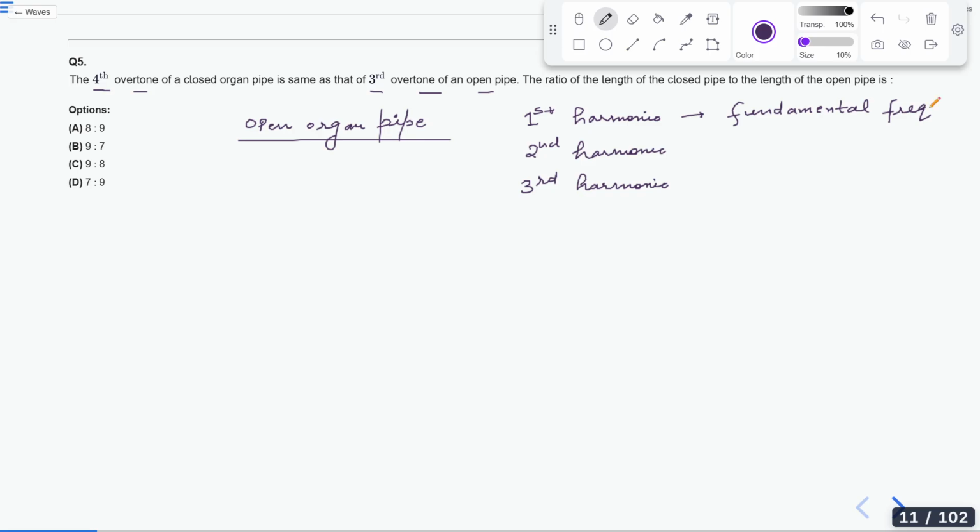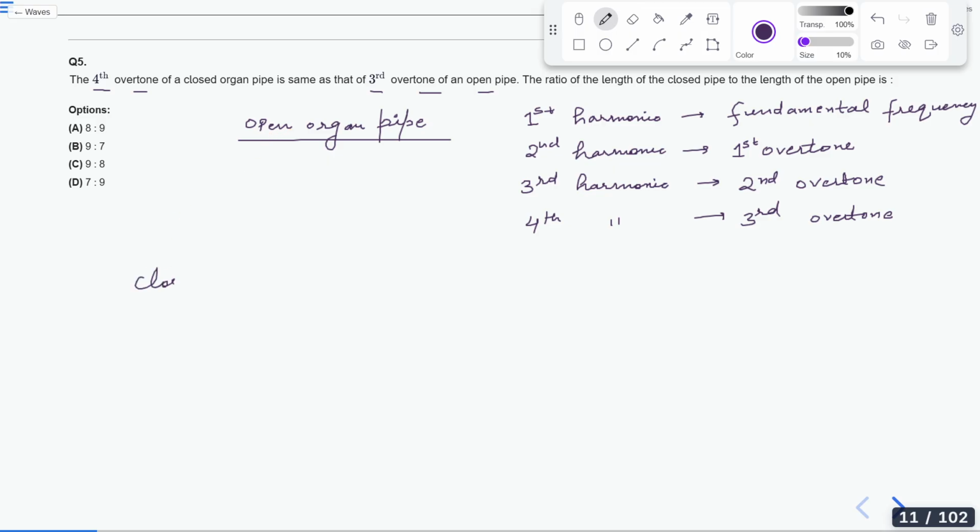That is fundamental frequency. That is first overtone. That is second overtone, and so on. Fourth harmonic is third overtone. So this is for open organ pipe.